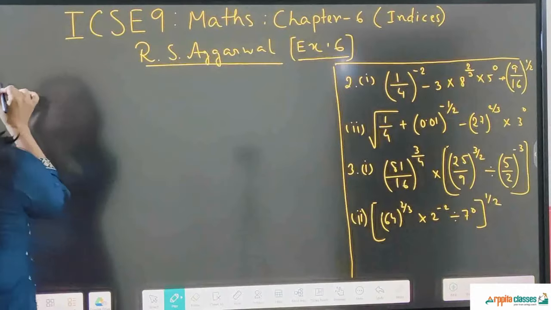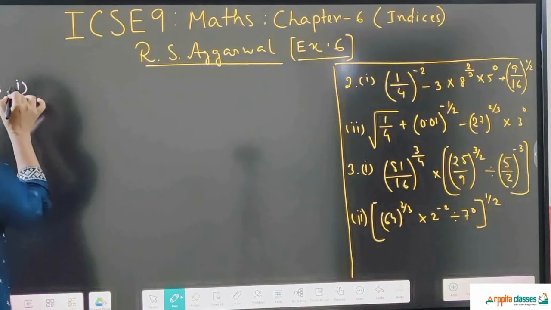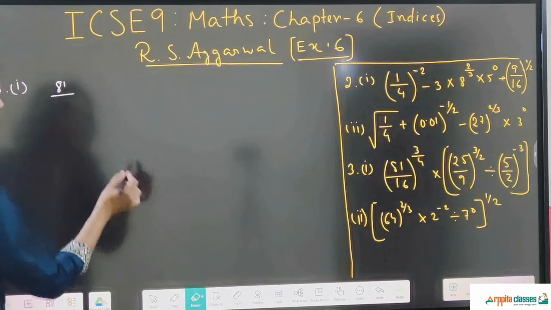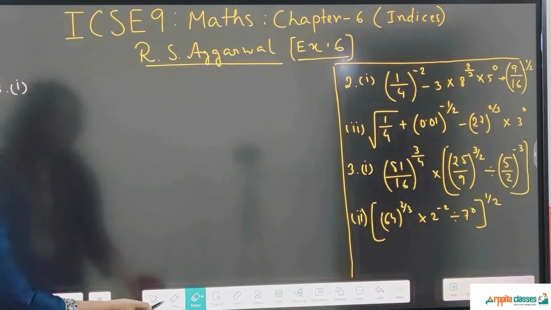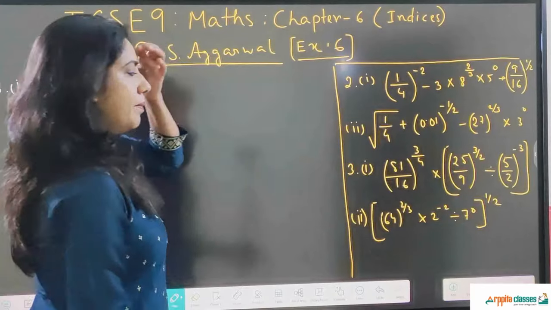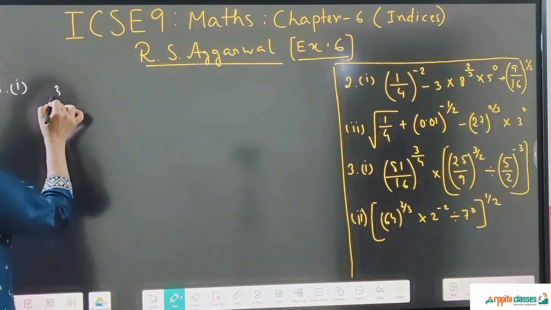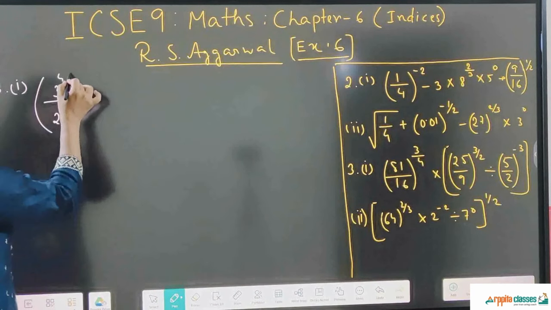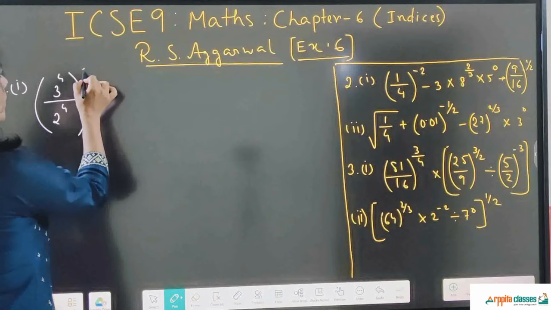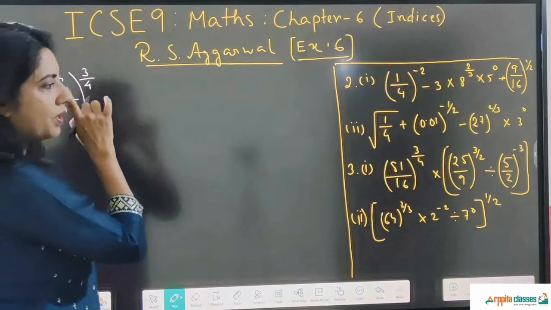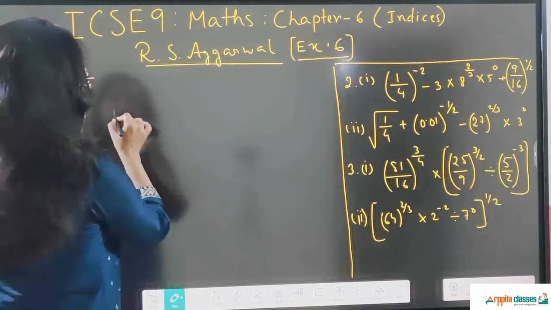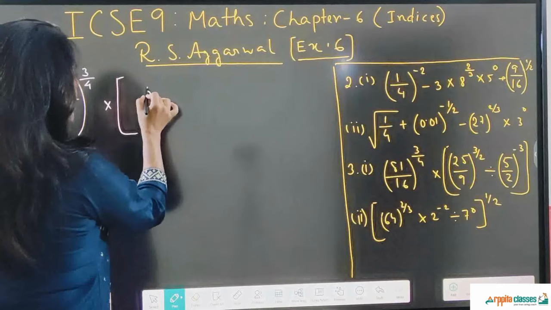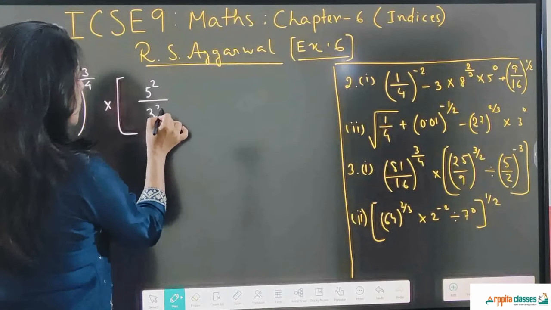Third question, the first part. It's 81 upon 16. Okay, I am not writing the question, sorry. I'll be directly doing the sum. 81 can be written as 3 to the power 4. So it is 3 to the power 4 upon 2 to the power 4. 16 is 2 to the power 4. And this whole to the power we have 3 upon 4 into 25 upon 9. There is a bracket here. Now 25 upon 9 can be written as 5 square upon 3 square.